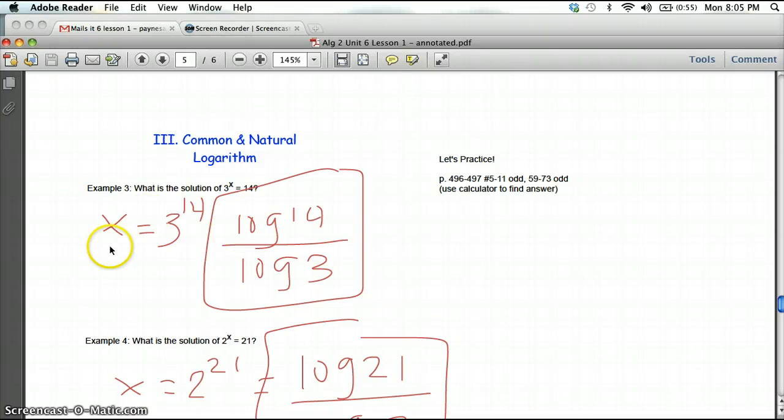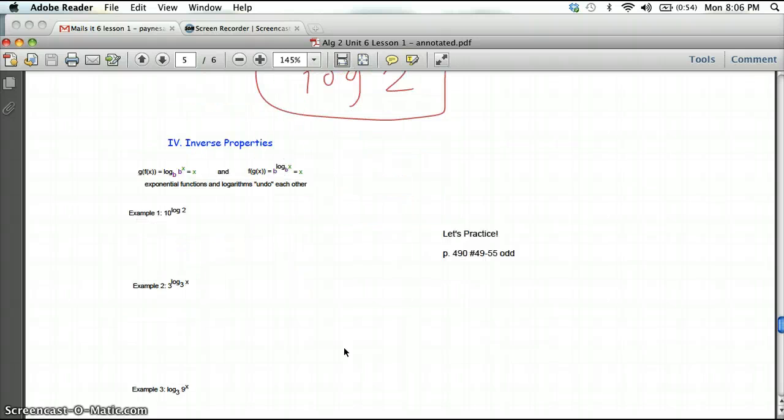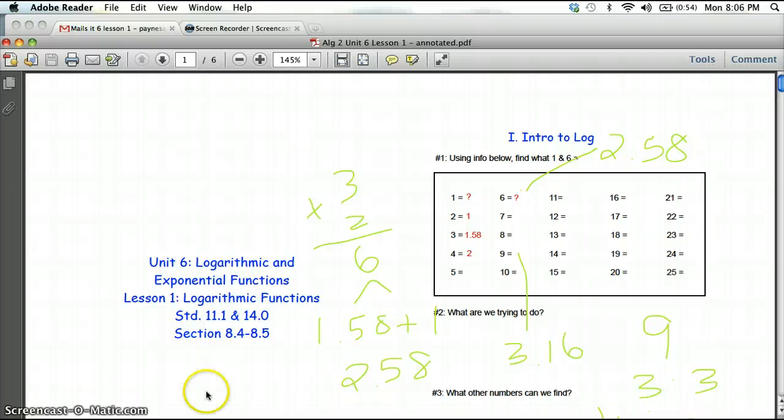Again, you're going to have x equals, so here we've got 3 to the x equals 14, so we're going to have log 14 divided by log 3, because remember that 14 is actually your exponent, so log 14 divided by log 3. The same over here. Okay, this reads x equals 2 to the 21 because your base is 2 and your exponent is 21, and your exponent always goes on top, so log 21 divided by log 2. Okay, that's the end of Unit 6, Lesson 1.